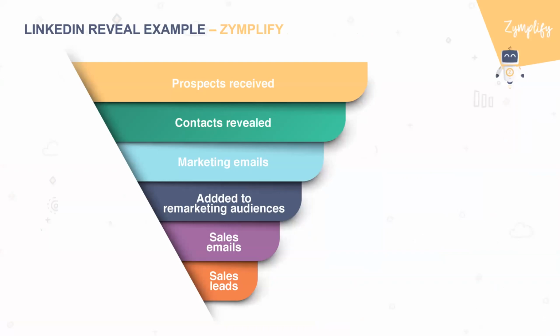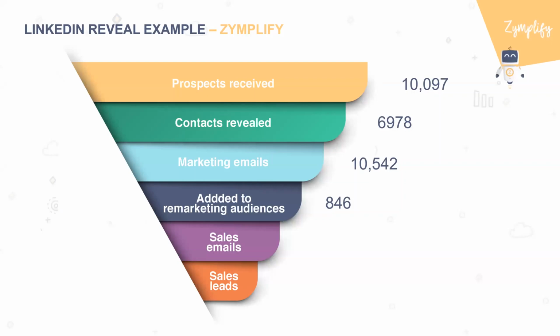And just to give you an example of how that's worked for us, prospects received within the last 30 days from doing our visits on LinkedIn and Dux-Soup, we have just over 10,000. Of those, we've been able to reveal just under 7,000. We've then sent just over 10,000 marketing emails to those people. 846 have been added to our remarketing audiences.